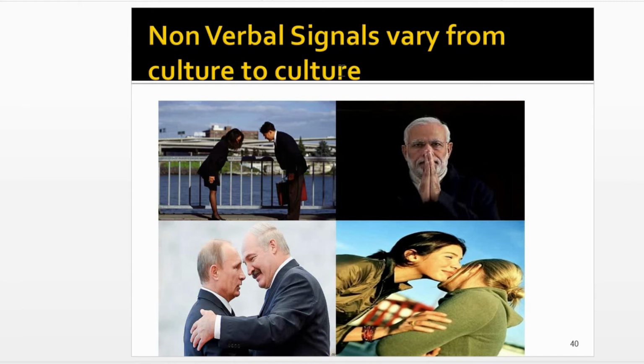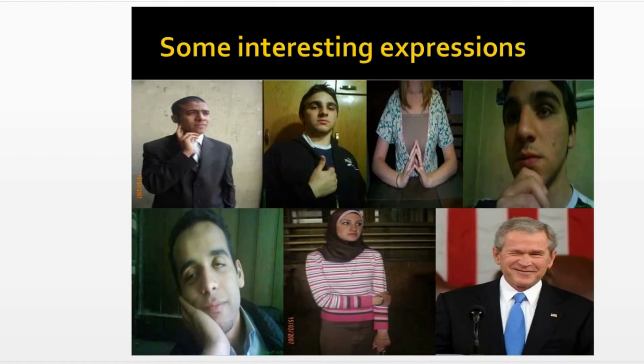You can see over here, we have the first photo in the upper left hand corner. That is Japanese culture, where they bow to each other in terms of wishing each other. Then we have our Honorable Prime Minister Narendra Modi, who is joining both of his hands, which is Namaste. We can see the Russian President, Mr. Vladimir Putin, who is meeting his counterpart. And then we have the Western style of meeting people, which is seen in the last quadrant in the picture.